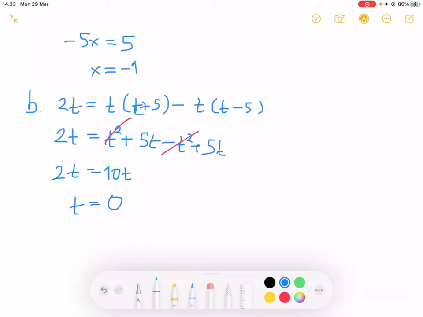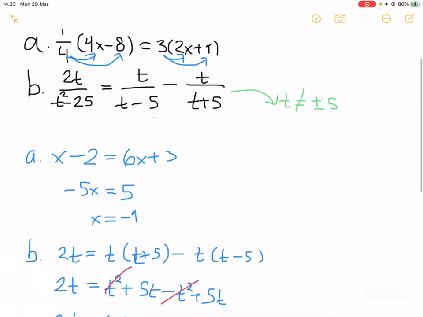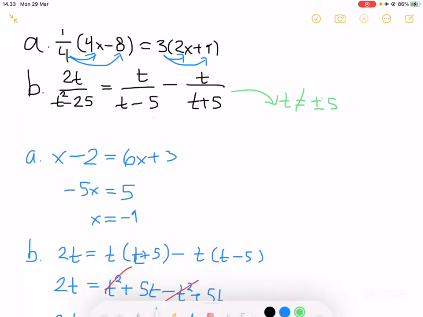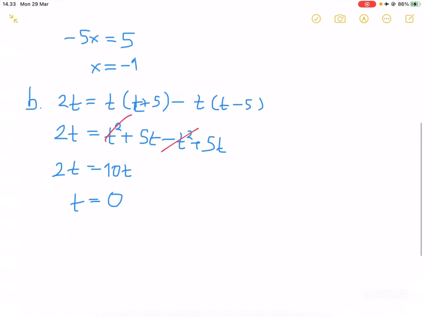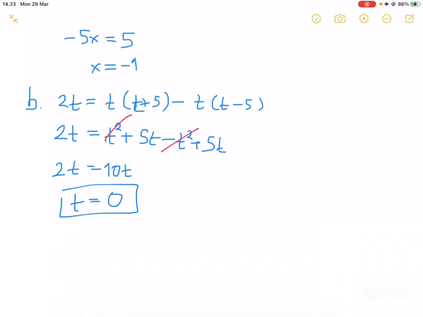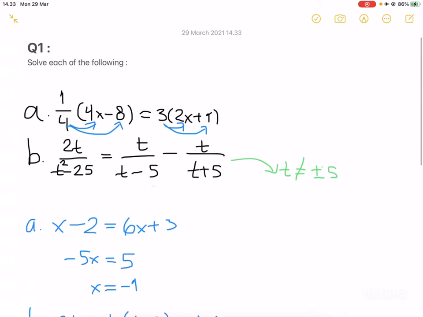And after you get this, you must check if this solution is a part of the disallowed values of our denominators, which are 5 and negative 5. And obviously 0 is not equal to plus or minus 5, so this value is therefore a solution. So we're done with question 1. Let's jump into question 2.